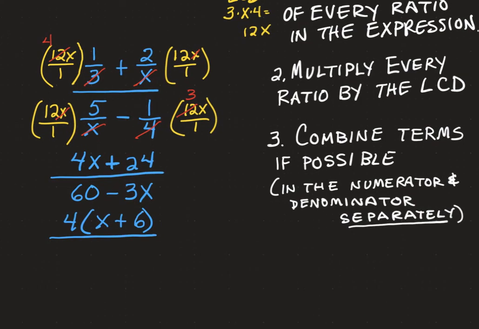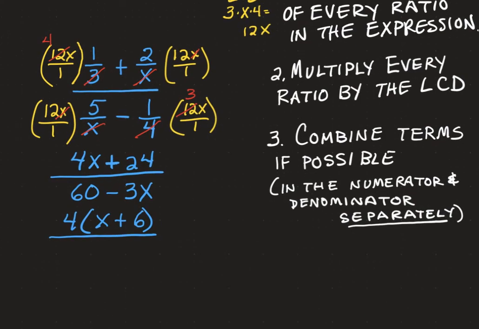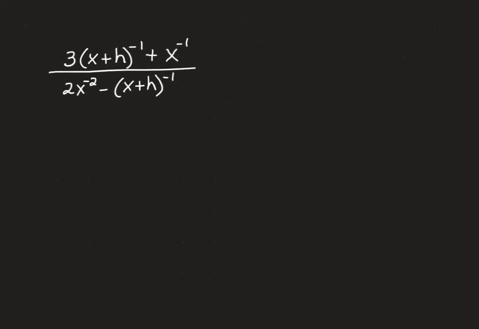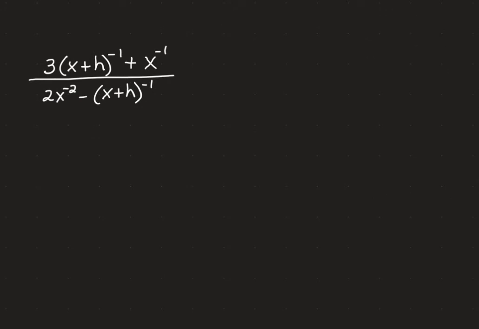Let me move this up a little bit. Let's see, 3 goes in there, 20 minus x times. Nope, nothing is going to cancel. That is our final answer. So here is the last example of dealing with rational expressions. All right, so we have negative exponents here.